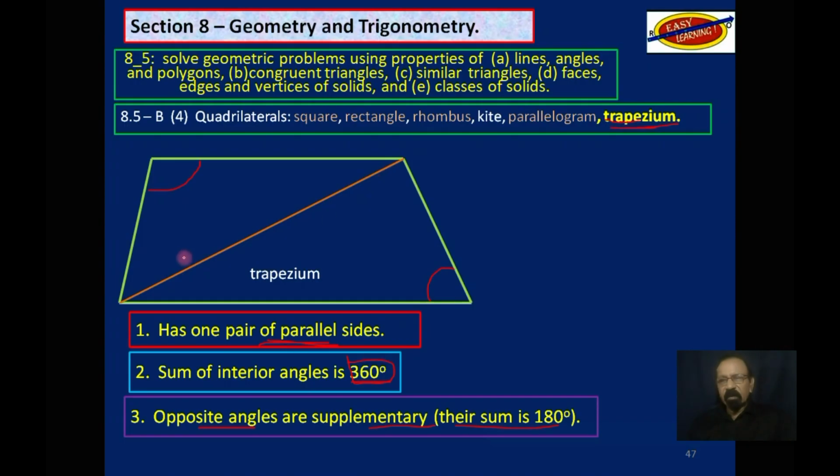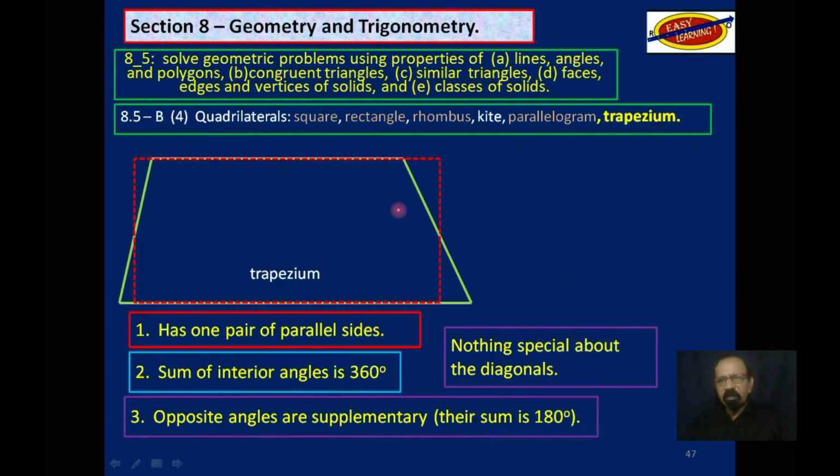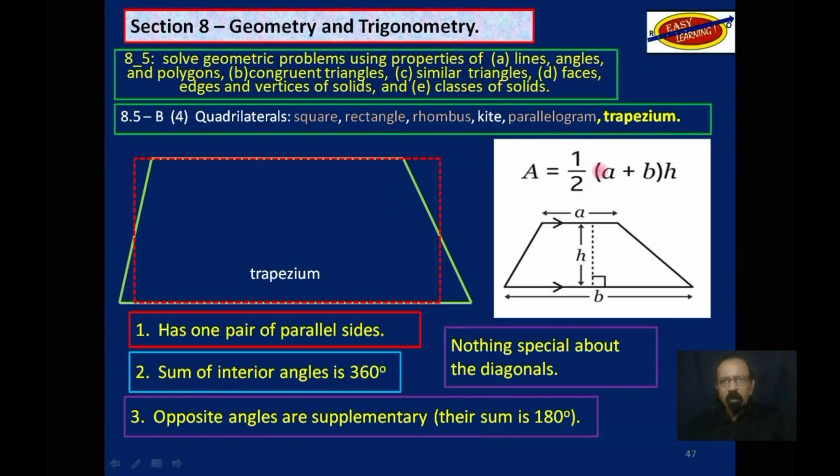If you draw a diagonal there, there's nothing special about any of the diagonals, as we saw before for the rhombus, the rectangle, the square, and the parallelogram. There's nothing special about these diagonals. Now, this is incidental. When you're asked to find the area of a trapezium, what do you do? You add the parallel sides, find half of that, and multiply it by the vertical distance separating the parallel sides.